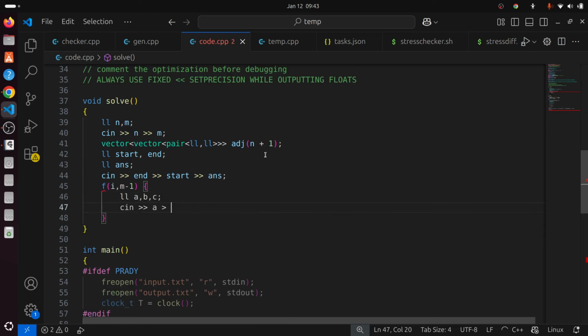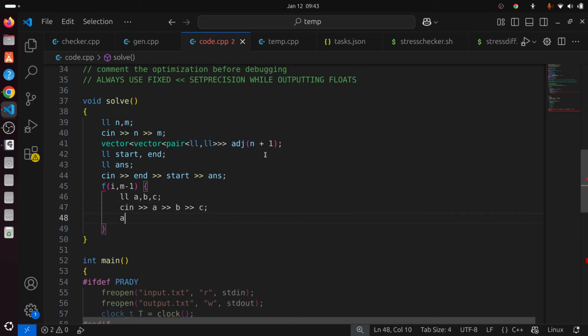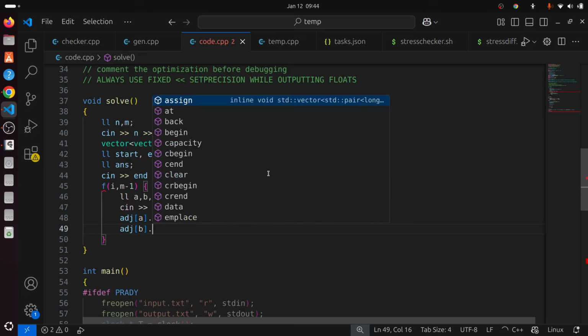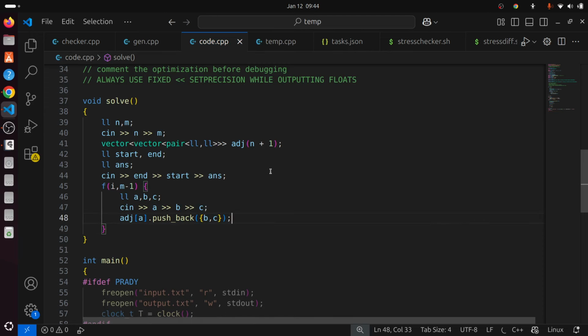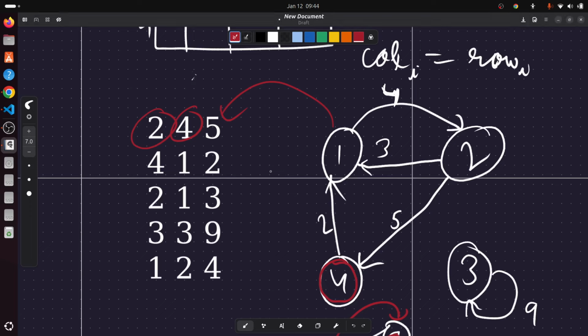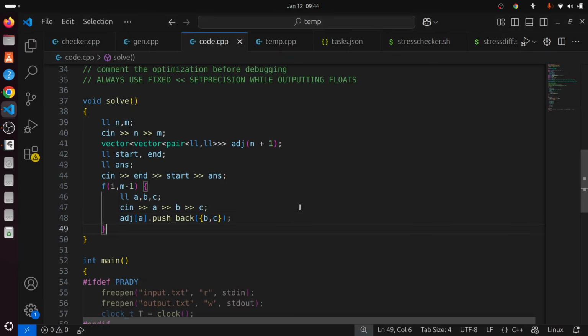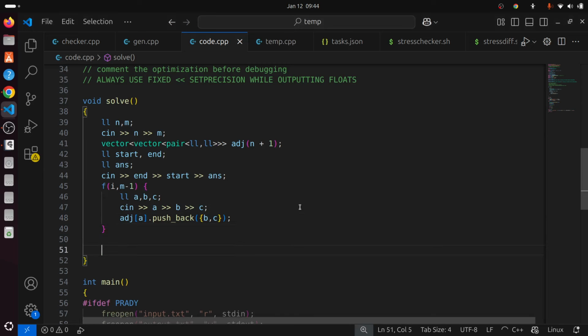Okay, cin a b c, adjacent of a dot pushback b comma c, adjacent of b dot pushback a comma c. Actually, this is the only thing. The edges are directed, right? This is a directed graph. So adjacent of a dot pushback b comma c, and then we can start a Dijkstra.